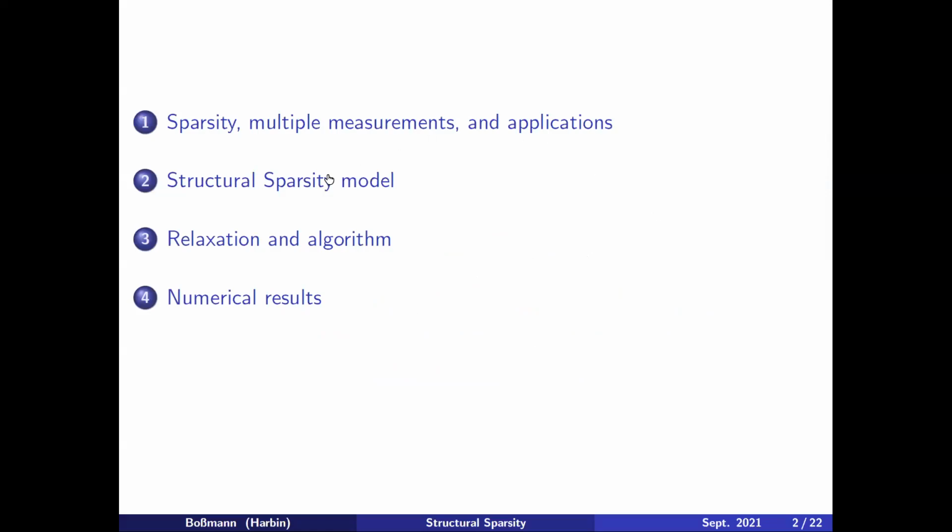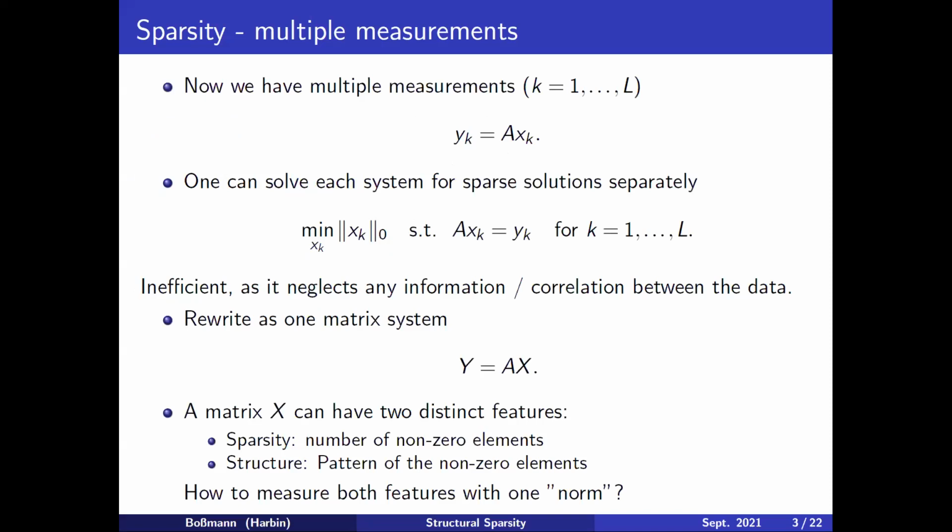So I will first give you a short introduction about these multiple measurements, talking about the applications that Johannes mentioned. Then we will have a deeper look into this structural sparsity model. I will show the algorithm we developed, and in the end, some nice pictures, as I always say. So we already have seen the sparsity model in the last talk. Let's have a look again at the one for multiple measurements.